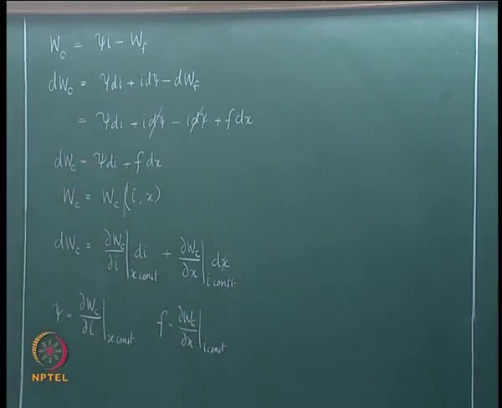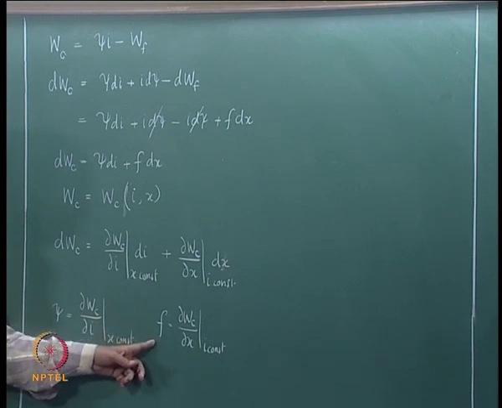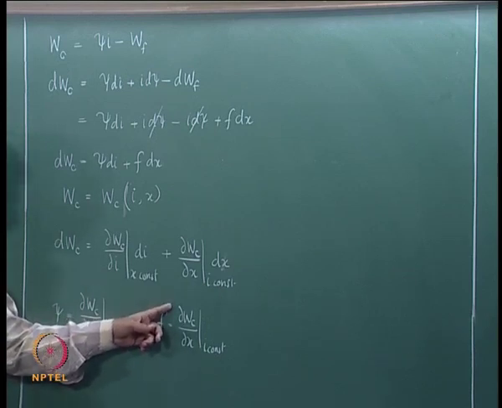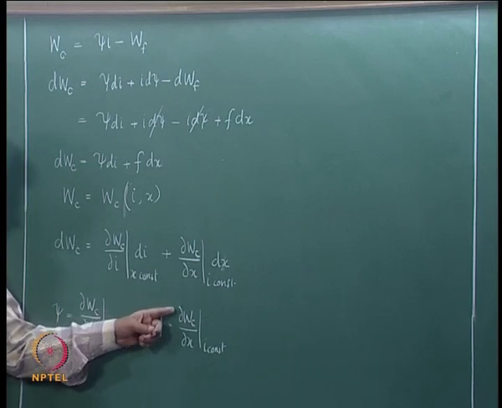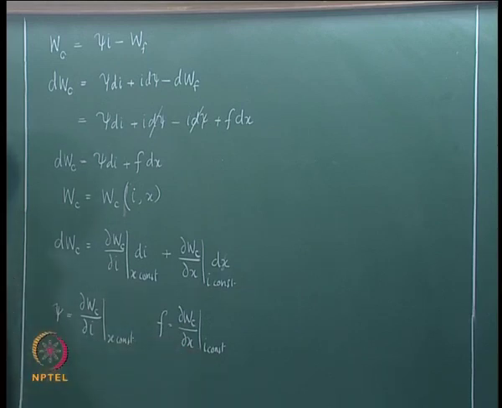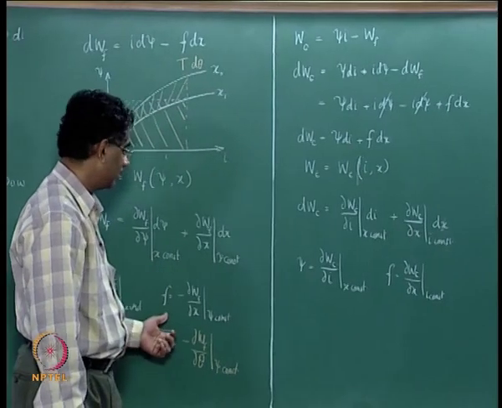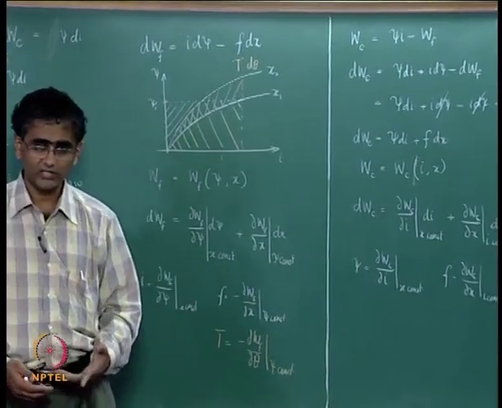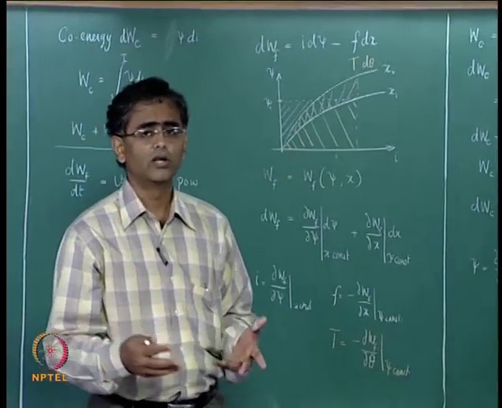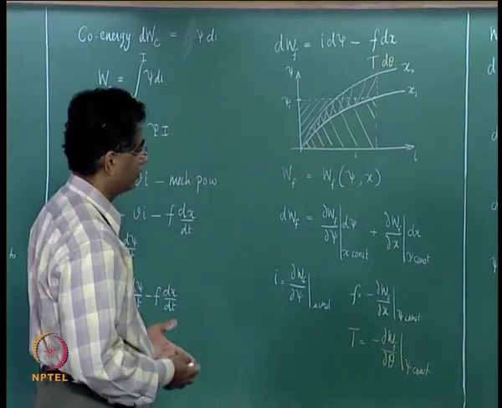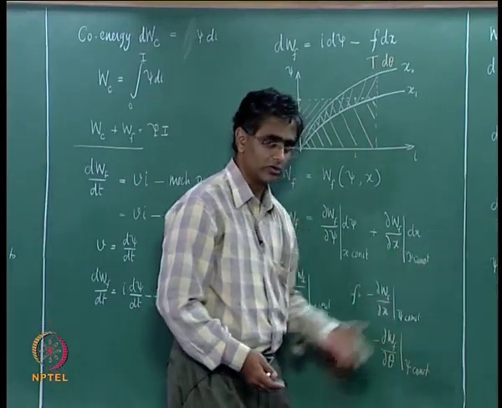Which means that if you go through the field energy route, one can evaluate force as minus of change of field energy with respect to x, keeping psi constant, or if you go through the co-energy route, then force can be evaluated as the rate of change of co-energy with respect to x, keeping I constant. Both these must yield the same expression. Which one you use depends upon which is easier for you to handle.